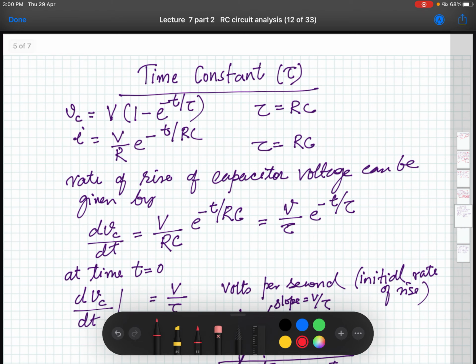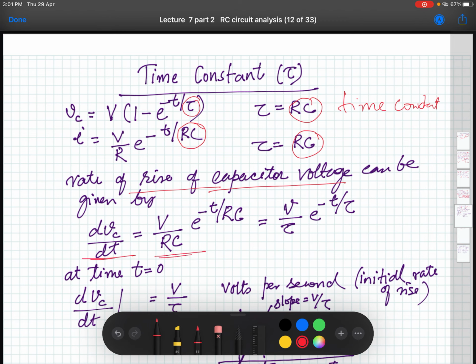Now the important part from this is the time constant. If you see, I can put t equal to RC here, and that is what the time constant is. What we mean by time constant here is, if you see the rate of rise of capacitor voltage, then I can calculate this. The rate of rise of capacitor voltage is V by tau e raised to power minus t by tau. So the rate is not constant, it is also changing because it is an exponential rise. So the rate of rise would also change exponentially.